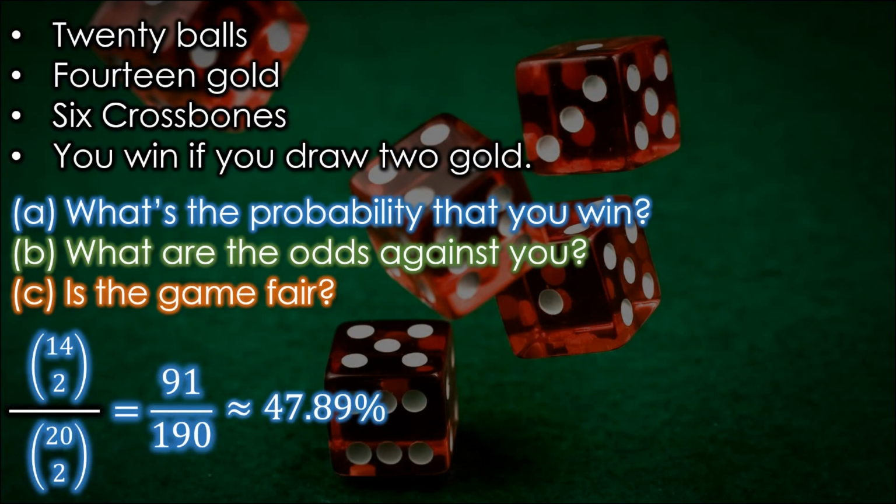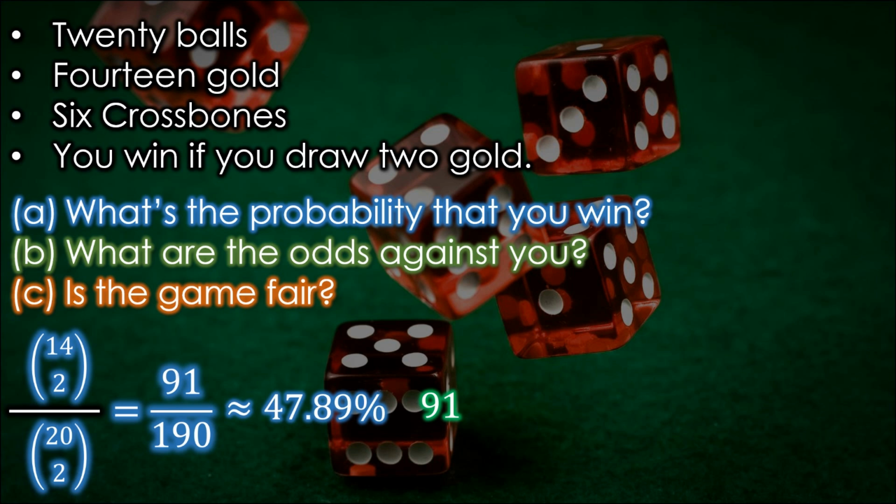Anyway, that's the probability that we're successful at this game. What are the odds against you? Well, let's start with the odds for you. We've actually done a lot of the heavy lifting already, because we've seen out of the 190 possible outcomes, 91 of them result in success for you.